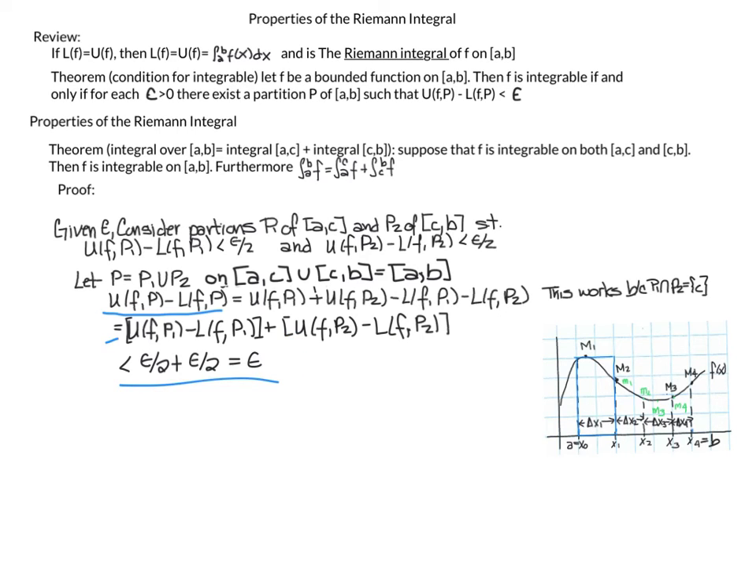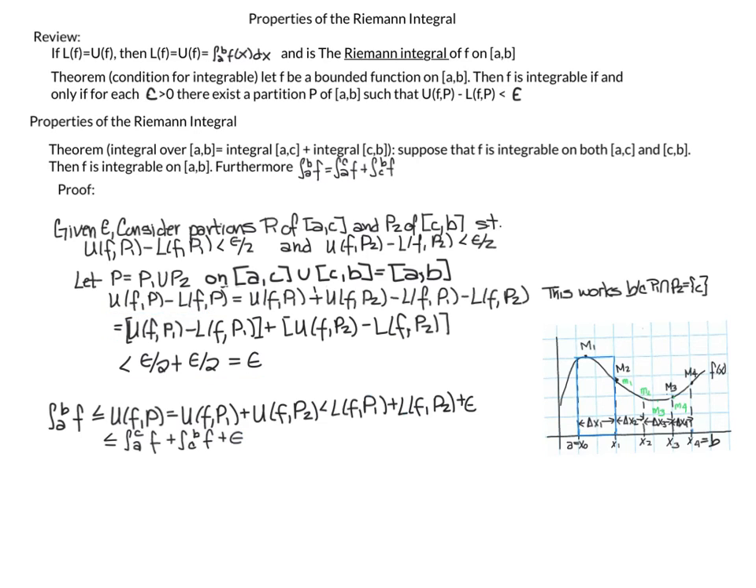epsilon. And that is exactly what I need to show, that this upper sum of f with respect to P, the partition that goes from a to b, minus the lower sum of f with respect to P, that goes from a to b, is less than epsilon. And so we have shown that f is integrable over the interval a, b.